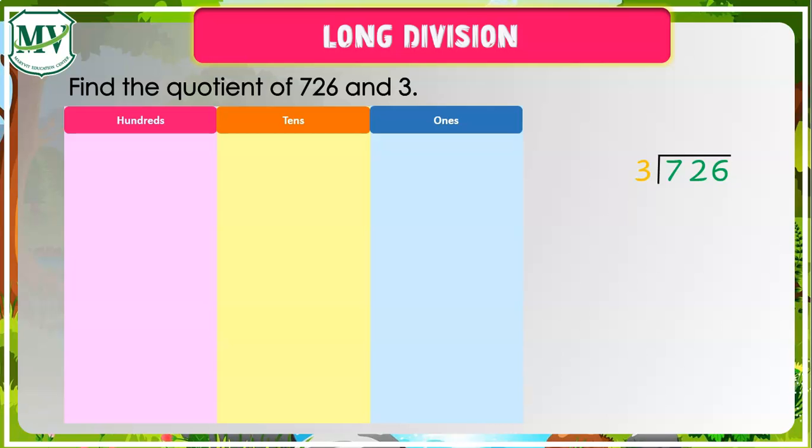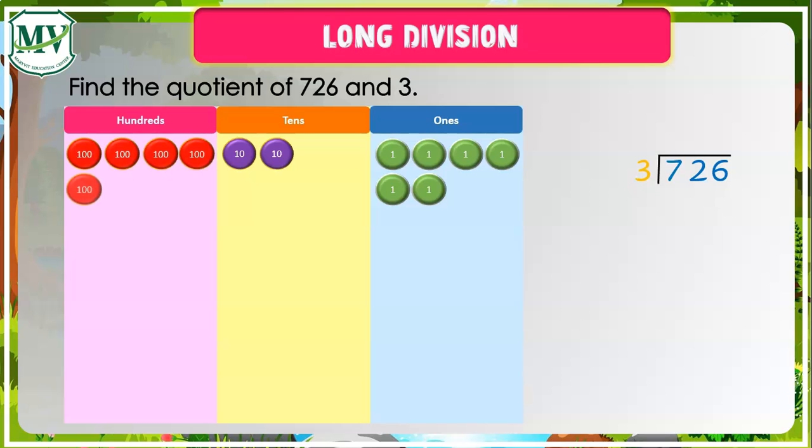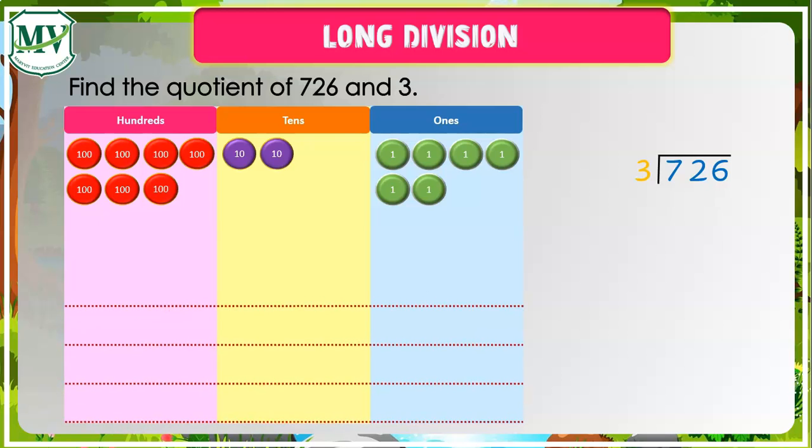Let's start with 6 ones, 2 tens, and 7 hundreds. Now we have 726 in the place value chart with 3 groups below to represent dividing by 3. Let's start solving now.